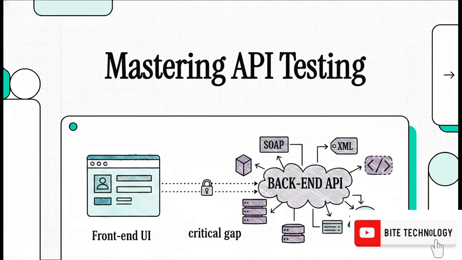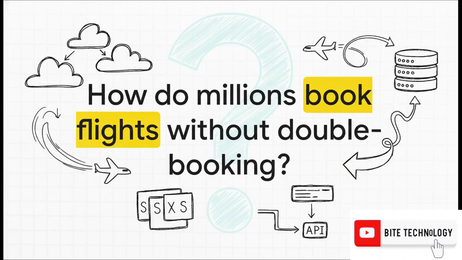Welcome to this explainer, where we're going to bridge that critical gap between front-end UI testing and back-end API testing. Let's just dive right in. Software testing isn't just about clicking buttons on a screen anymore. The real magic, and frankly where the big market demand is, happens completely out of sight, right there in the back end. Think about this for a second.